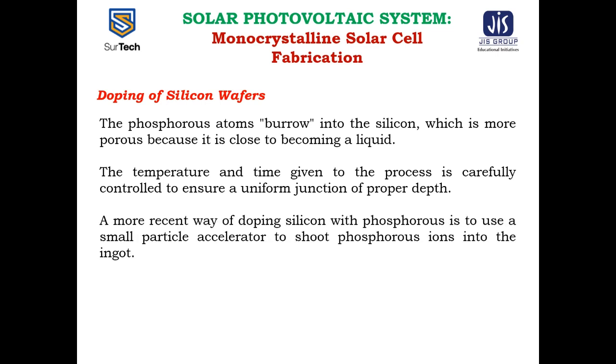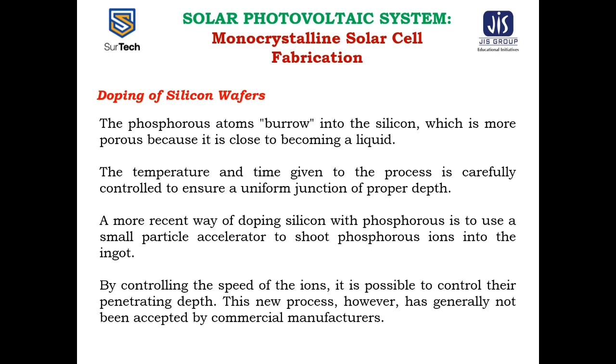A more recent way of doping silicon with phosphorus is to use a small particle accelerator to shoot the phosphorus ions into the ingot. By controlling the speed of the ions, it is possible to control their penetrating depth. This new process, however, has generally not been accepted by commercial manufacturers because it is very costly.